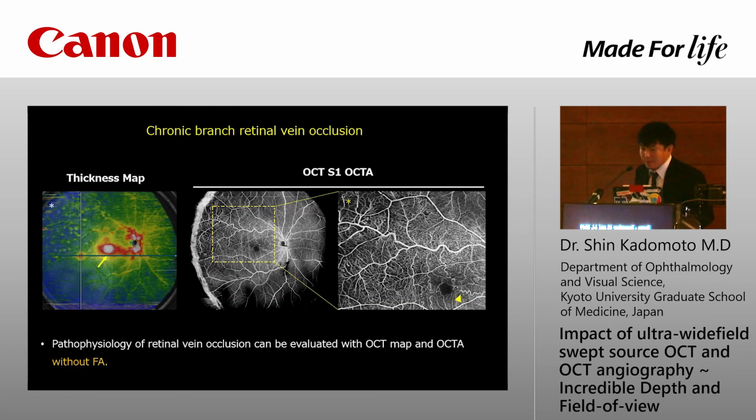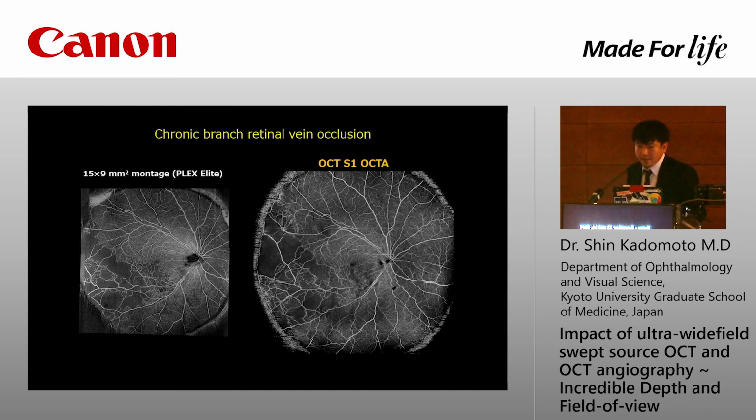This is a case of chronic BRVO. The thickness map visualizes the yellow macular edema and the white asterisk, retinal thinning due to retinal ischemia. The ultra-widefield OCTA shows yellow arrowhead collateral vessels and yellow asterisk non-perfusion areas. So it is important to know that the pathophysiology of retinal vein occlusion can be evaluated with the OCT map and OCTA without fluorescein angiogram.